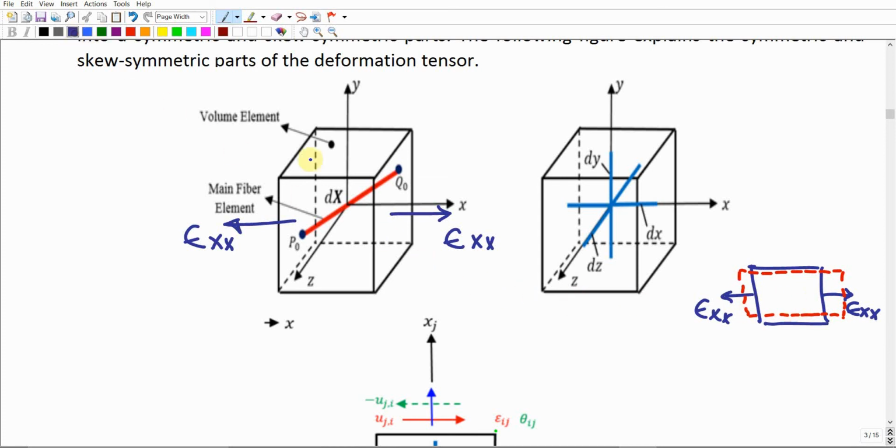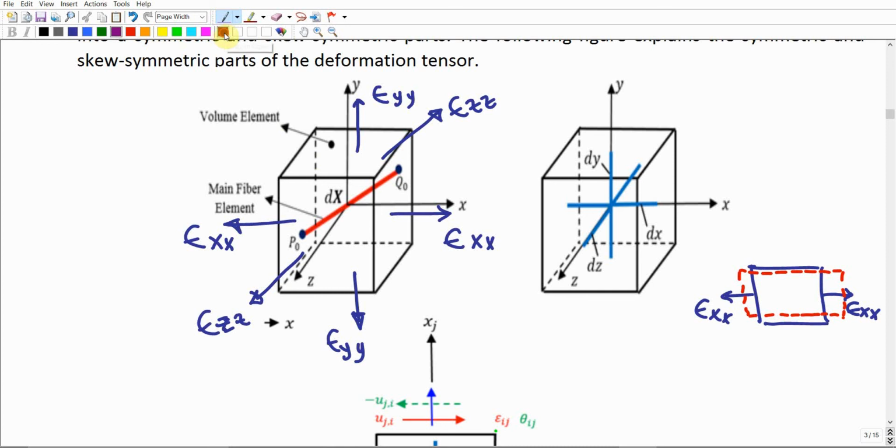How about epsilon yy? It does the same, but along the y direction. It does stretch or contraction, or a change in the dimension in general, along the y direction. Epsilon zz does the same. It describes the change in the dimension parallel to the z direction. These are the 3 components located over the diagonal of the strain tensor. Make sense? How about the off-diagonal components?